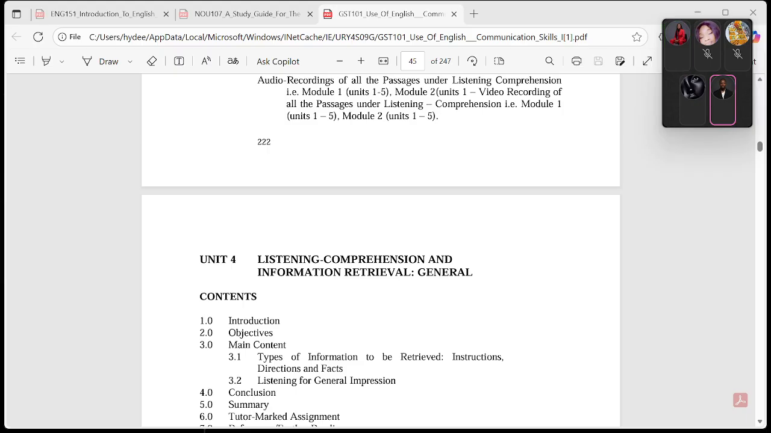So for the first question, it says, what is the root word for retrieval? Well, the root word for retrieval is retrieve.